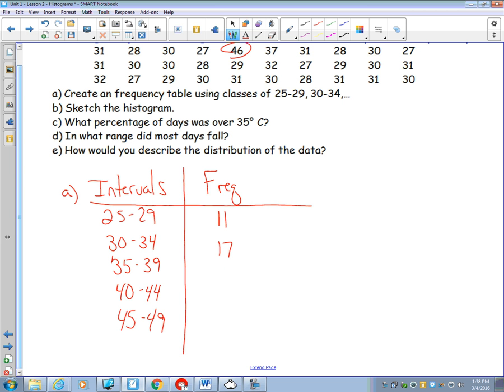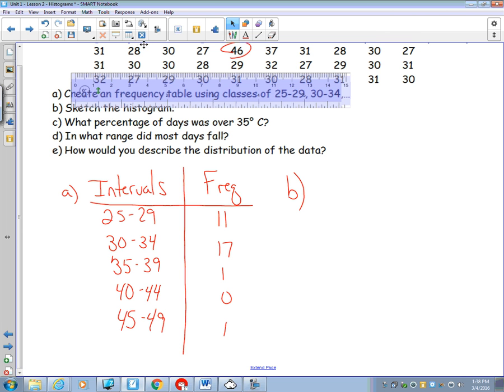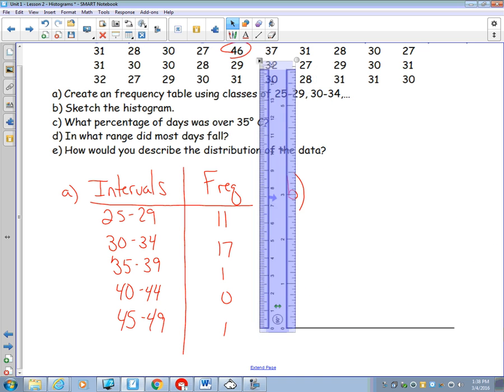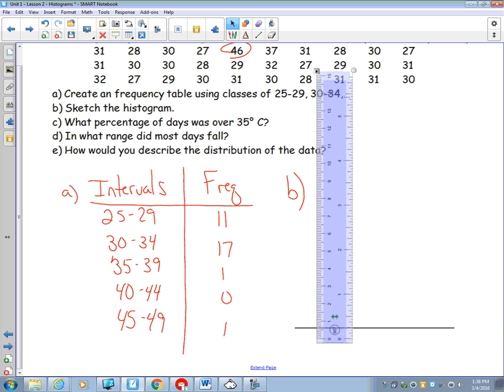35 to 39 is one of them. I don't think I have anything between 40 and 44. I've got one between 45 and 49. Okay, so there's my tally chart. Part B, I want to sketch the histogram. So remember, a histogram is just a fancy way of saying we're making a column graph. Just make sure that our bars are touching each other. So if I'm making this chart over here, make our y-axis over here.